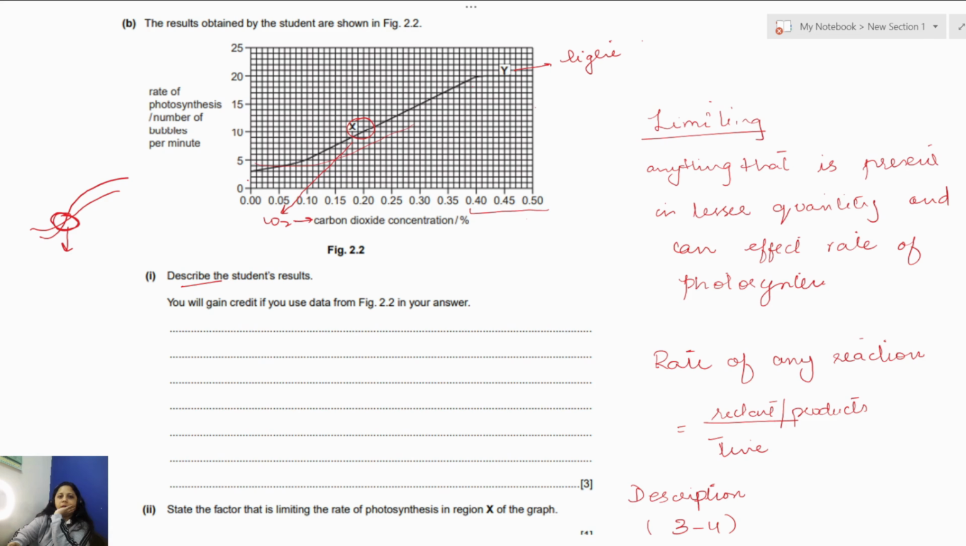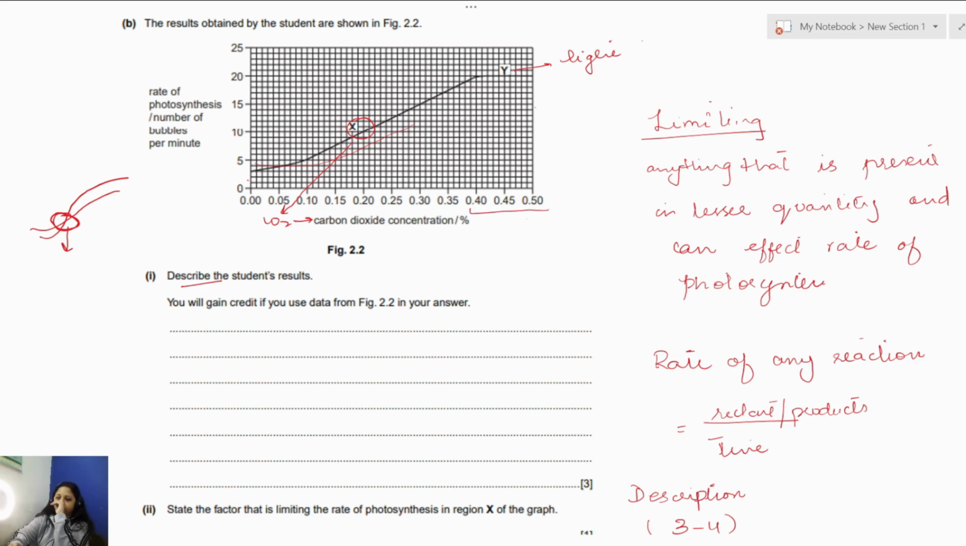Good. And then what happens after that? It becomes constant. Percent. We need to mention that.